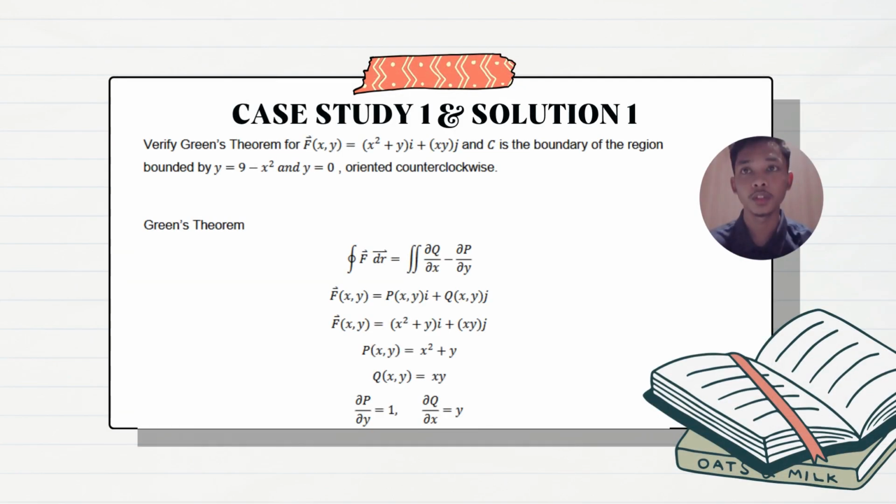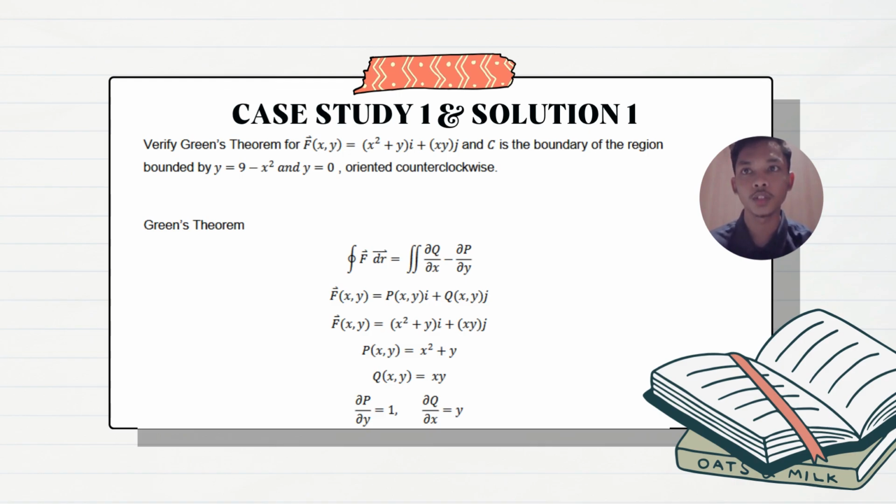Next, I will explain how to verify Green's theorem for the vector field F of x and y, which is given as (x squared plus y) i plus xy j. The boundary C for this problem is defined by the region between the parabola y equals 9 minus x squared and the line y equals 0. According to Green's theorem, the closed line integral of F dot dr is equal to the double integral of partial Q over partial x minus partial P over partial y.